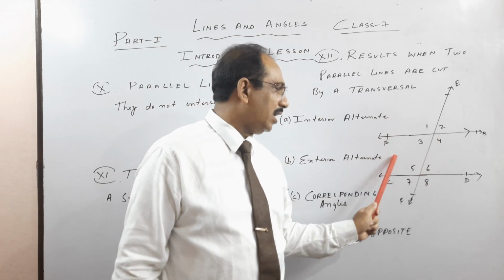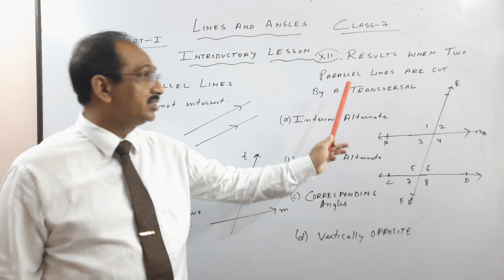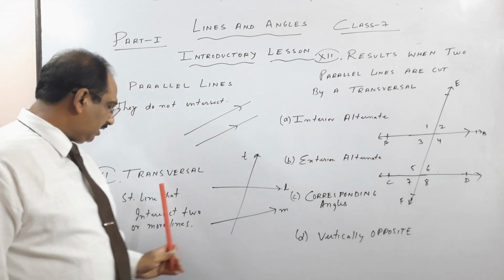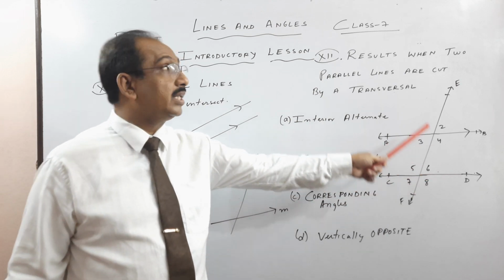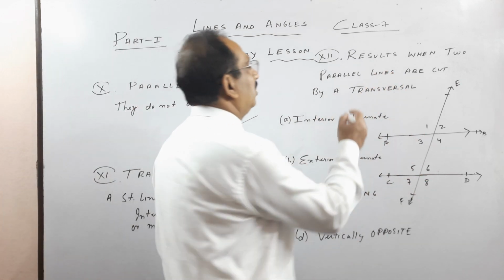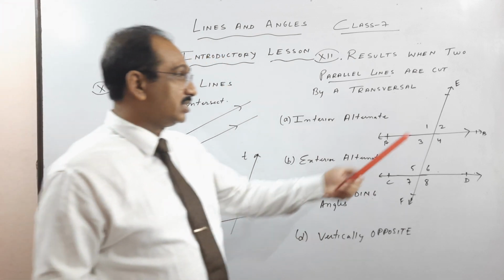So two parallel lines, AB and CD, are parallel. They are cut by a transversal. Okay, a transversal is a line that cuts, intersects two or more lines. So here we are taking parallel lines. Remember, these are parallel lines cut by a transversal EF.